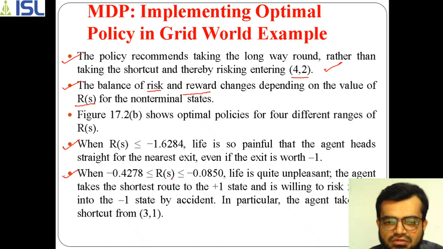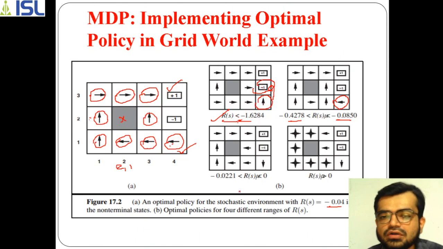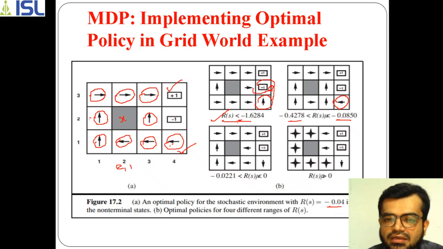Based on this value, it is willing to risk falling into the -1, so it won't concentrate on reaching this state. Simply, if the agent is in this state, it will try to reduce the path, so it will go from here, here and here, and finally it goes to this state. And if an agent is here, it goes to this state. In that way it will reduce the path here, because the risk is reduced here.